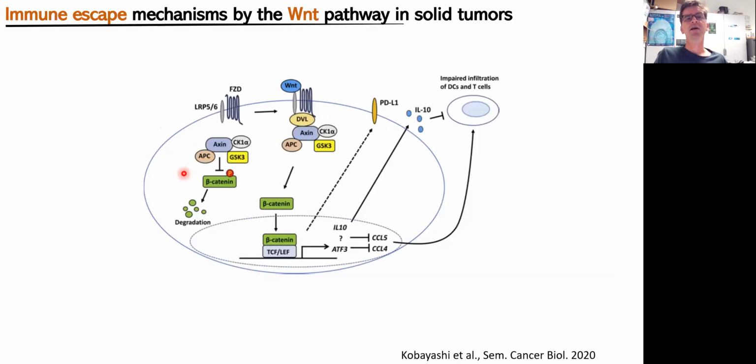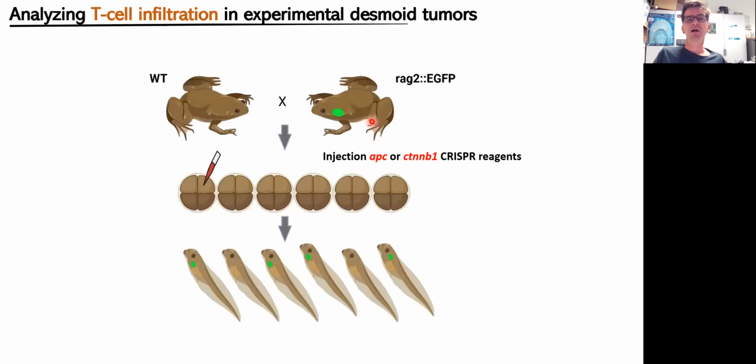Immune escape mechanisms have recently been associated with Wnt pathway activation in solid tumors. Mechanistically, this has been associated with reduced expression of chemoattractive chemokines that recruit dendritic cells or T cells, as well as with upregulation of PD-L1 by Wnt pathway activation, thereby inducing immune checkpoints.